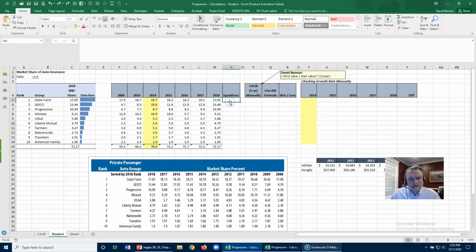Okay, so now to be able to see how much they've grown, because what we're going to see here is that in the last 20 years, the market shares remained relatively stable, but Geico and Progressive have really taken off, right? So in 2000, they both had about 4.7% market share, and in 2018, Geico has 13.44% and Progressive has 10.99%. So Geico has taken the low-cost approach. They don't have any agents. They're all at call centers. You see their little gecko, their advertisements.